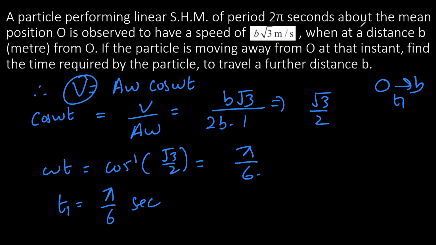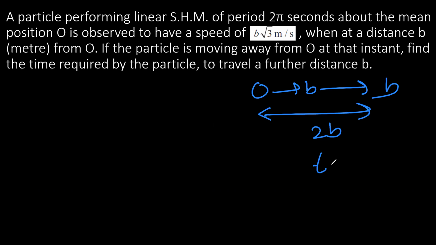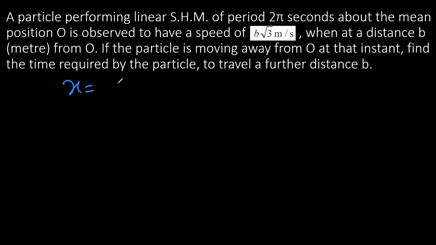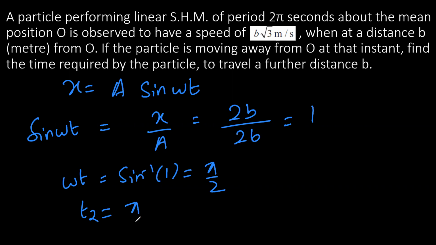Let's go for the second one. The total displacement कितना है? 0 to b and again b to b. So total कितना है? That is 2b. To travel this 2b, what is the time? t2. So what is x? X का formula क्या है? X is equal to a sin omega t. Sure. What I require? Sin omega t. So x by a. Now total distance कितना है? 2b. A कितना है? 2b. This is 1. Sin का value 1 कब होगा? Sin inverse 1, when it's 90, that is pi by 2. Now this omega is 1. So t2 is pi by 2.